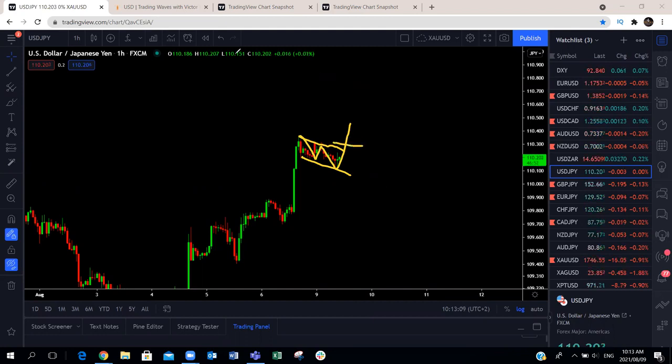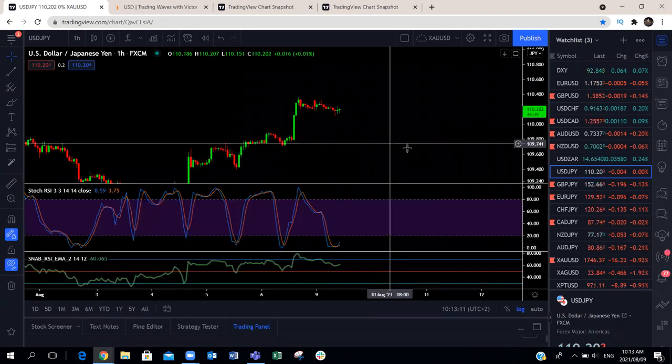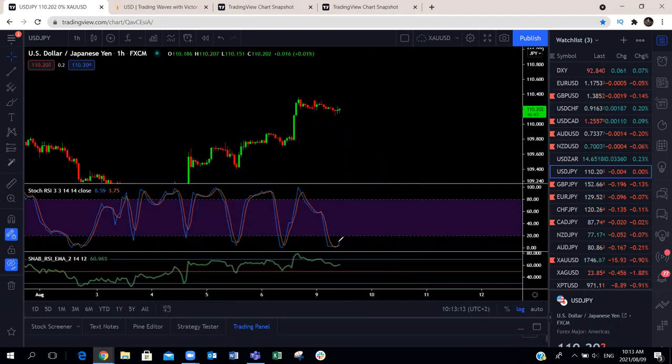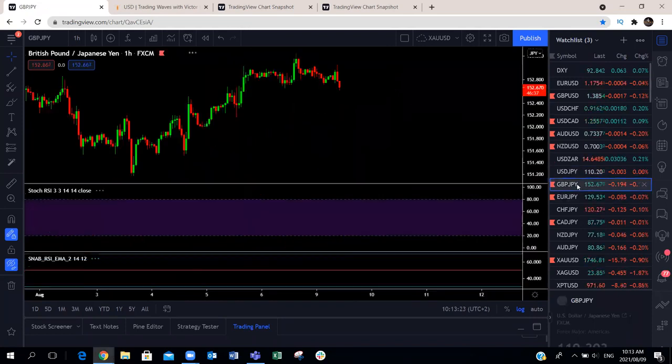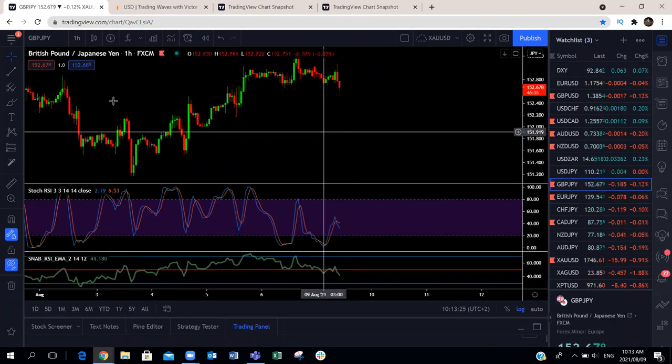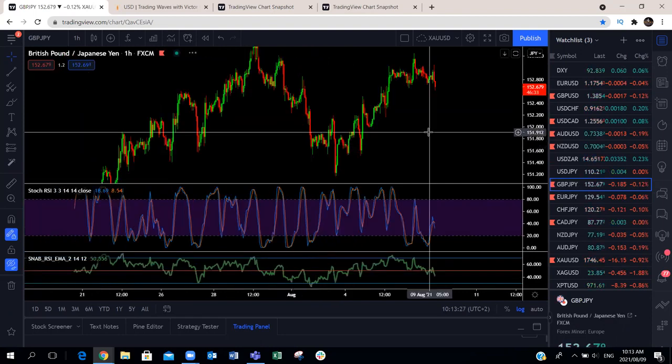This needs to close above the flag, and the stock and the RSI have already confirmed. As you can see, this is resetting here at the bottom. This is above 50. So a continuation pattern here, a candle close above the flag here is a trigger for more upside. That is US dollar yen. Right, then we've got pound yen.